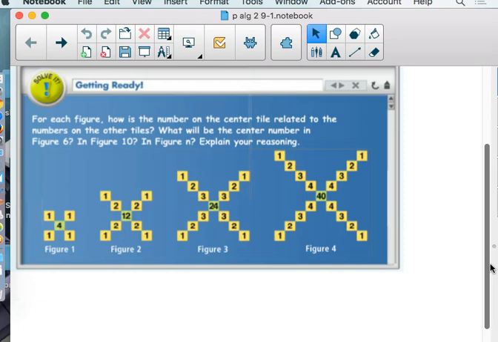Add the rest of the boxes up. 1, 1, 1, and 1 add to 4. Makes sense for that one. 2 plus 1 is 3. 3, 6, 9, 12. There's a 12. 3, 4, 5, 6. 6, 6, 6, and 6 is 24. It's working. 4 plus 3 is 7, plus 2 is 9, plus 1 is 10. 10, 10, 10, and 10 is 40.